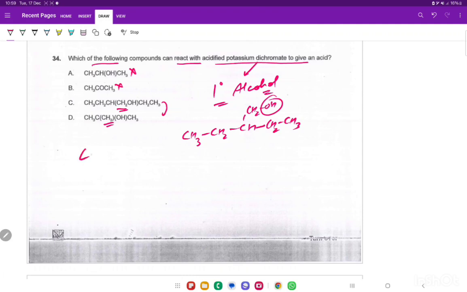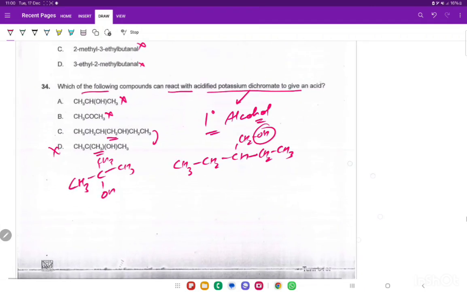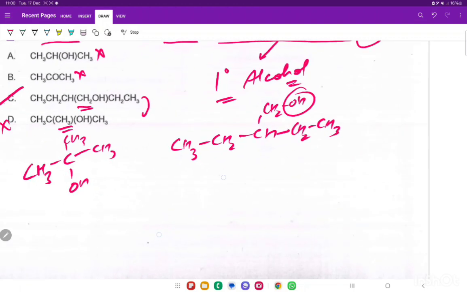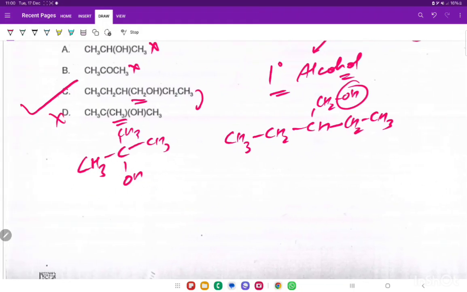This is a tertiary alcohol, I think: CH3, C, OH and CH3 and CH3. This is a tertiary alcohol, so this is also wrong. Only primary alcohols give carboxylic acid, hence the answer is C. C is my primary alcohol, the rest are not primary alcohols. Therefore the 34th question answer is C.